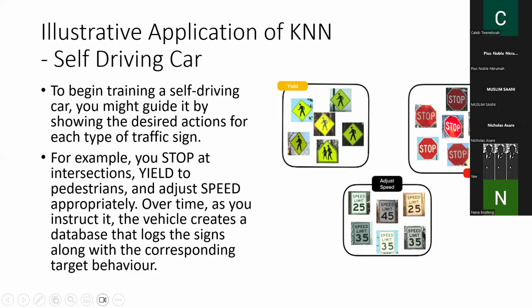Unlike that, if you take the speed limit and the stop signs, they are not close to each other. We have various stop signs, but when you take the stop signs on their own, they are very close. They are all in the same neighborhood. If you take the pedestrian, there might be various types of pedestrian signs, but they are very similar. So that is the whole idea behind KNN.